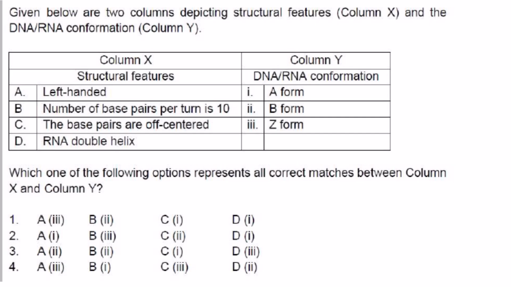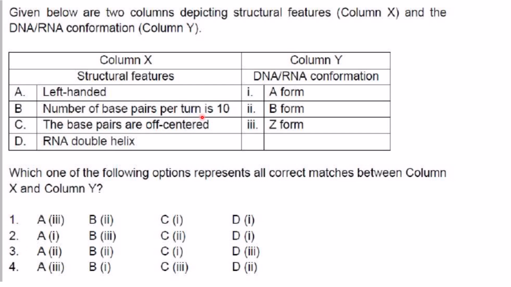Then next one. Given below are 2 columns depicting structural features. Column X and DNA RNA conformation in column Y. Okay. So left-handed, all of you know it is Z form of the DNA, that is left-handed. So A is 3. So that means 2 and 3 out. Option 1 and 4 we have to see.